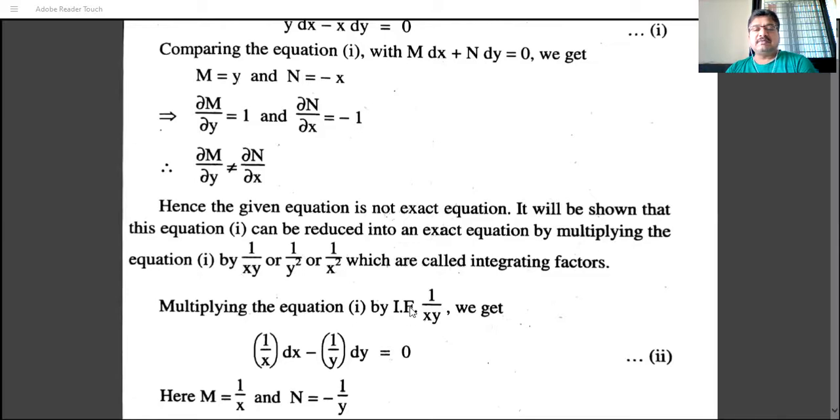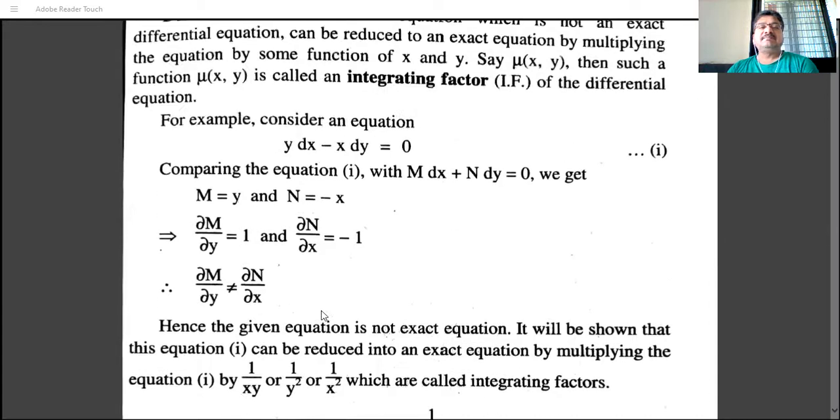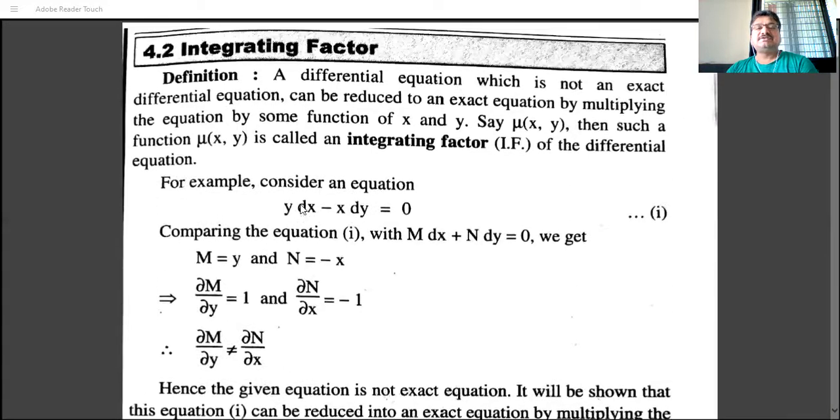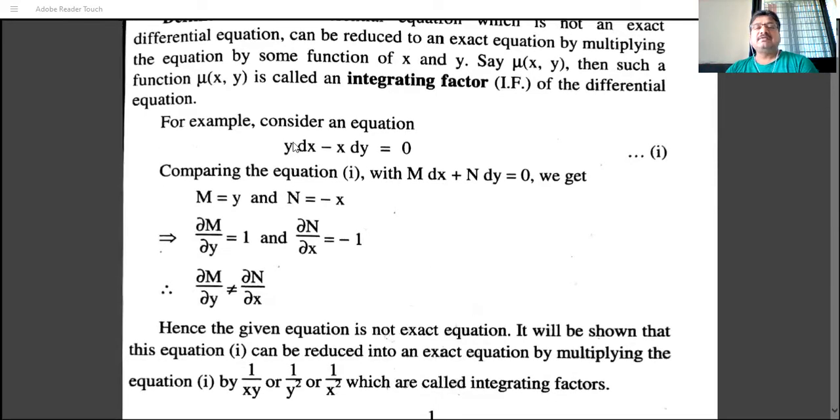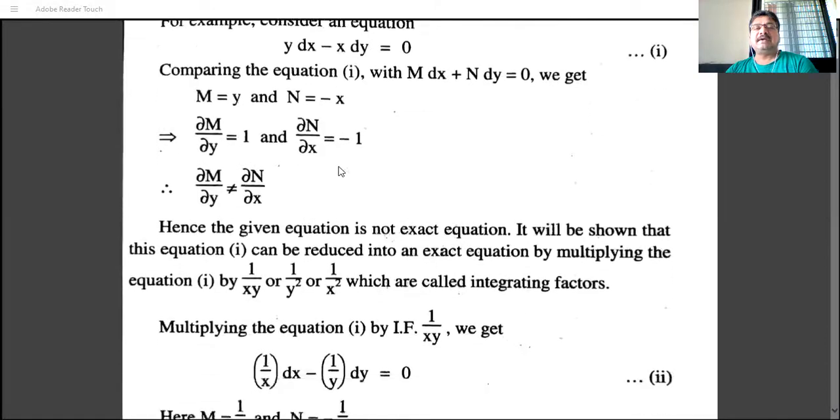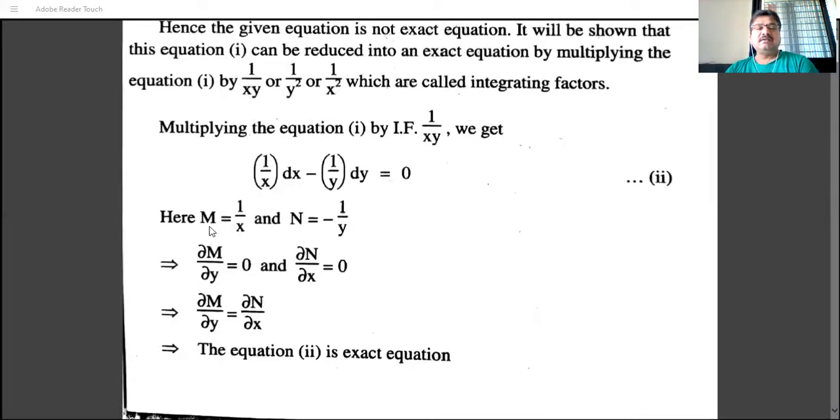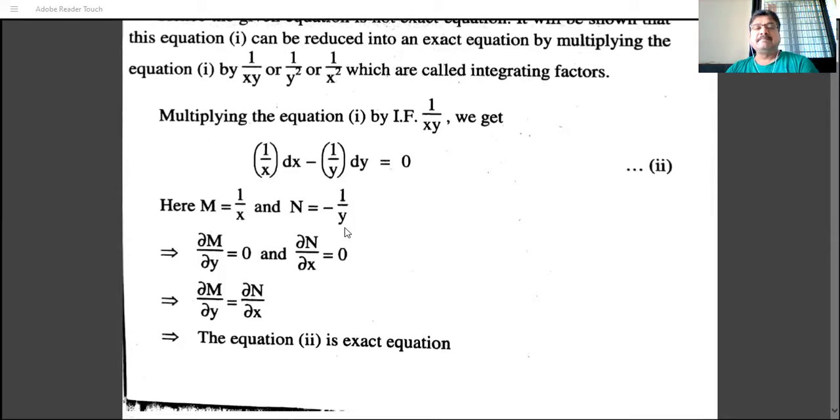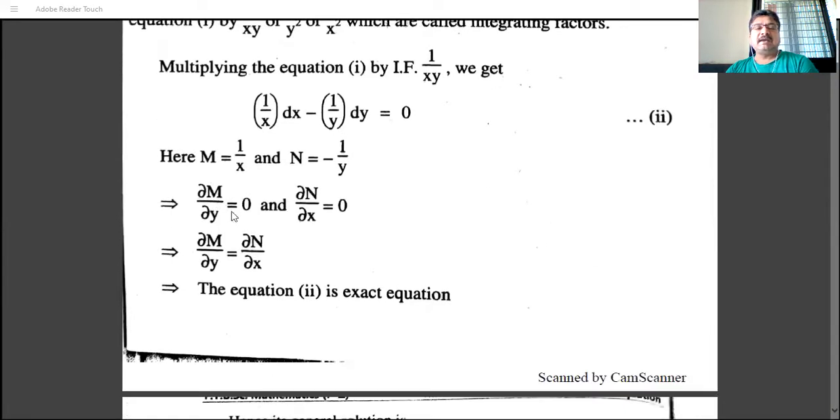Suppose that we multiply equation number 1 by 1/(xy), then what happens? It becomes (1/x) dx minus (1/y) dy equal to 0, because y divided by xy is 1/x, and x divided by xy is 1/y. Now M is 1/x, and N is minus 1/y. ∂M/∂y is 0 and ∂N/∂x is 0, therefore ∂M/∂y is equal to ∂N/∂x.